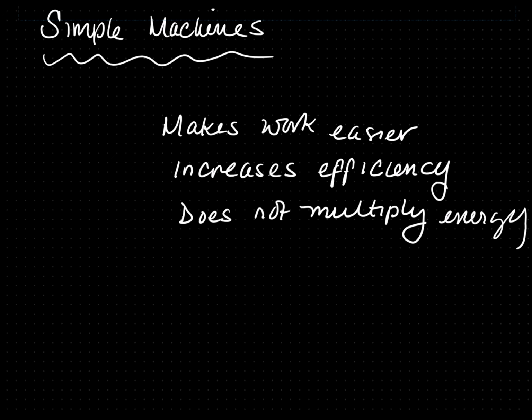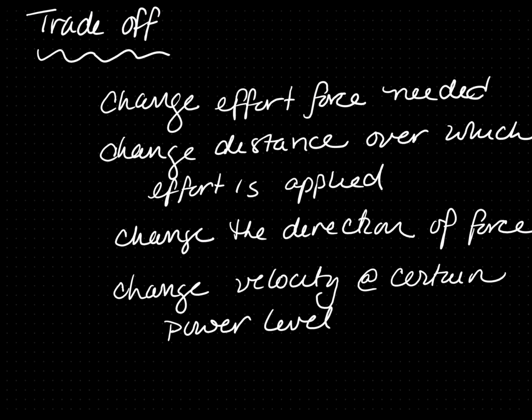Simple machines make work easier. They increase the efficiency but do not multiply the energy. They make work easier because they change the effort force needed. They also change the distance over which the effort force is applied. They can also change the direction of the force or change the velocity at certain power levels.